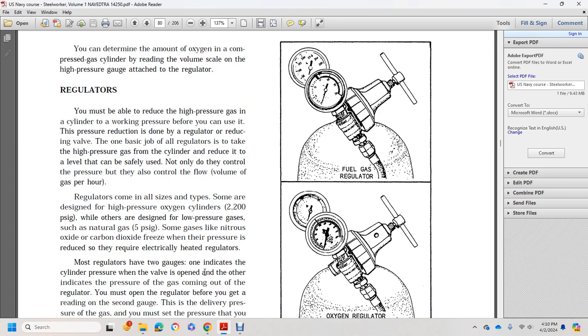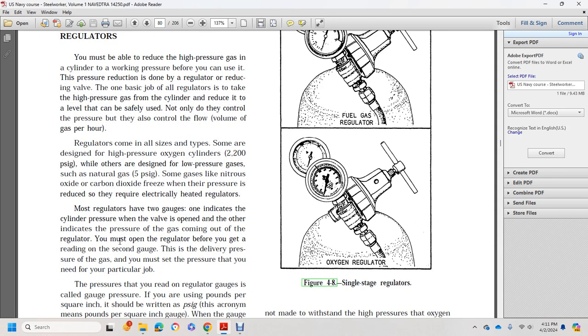Some gases like nitrous oxide and carbon dioxide freeze whenever their pressure is reduced, so they require electrically heated regulators. Most regulators have two gauges. One indicates the cylinder pressure when the valve is opened, and the other indicates the pressure of the gas coming out of the regulator.